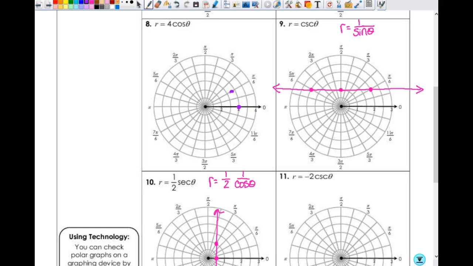Remember, you would never write down 3.6 as that. And then we move on to pi thirds. Cosine of pi thirds is 1/2 times 4 is 2. And then pi halves is 0. And then you just repeat those down there. Symmetry.